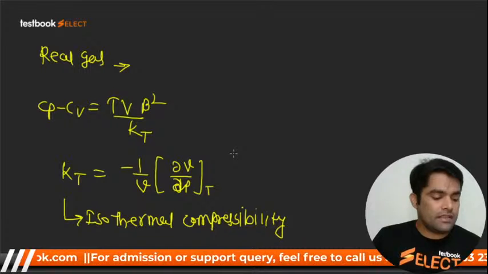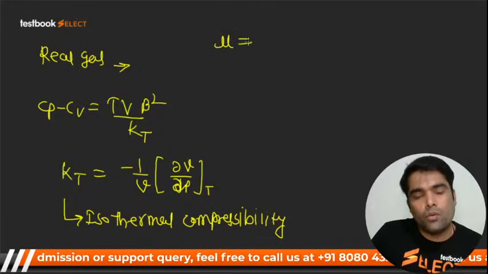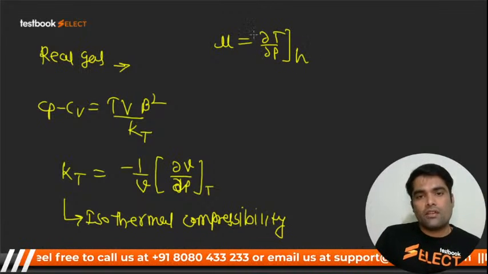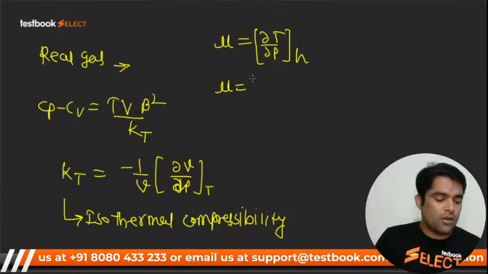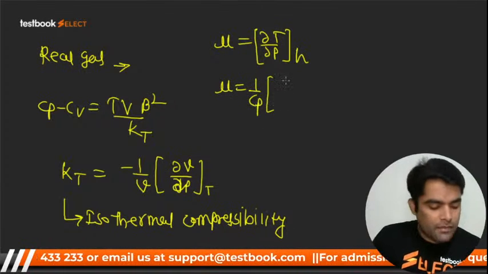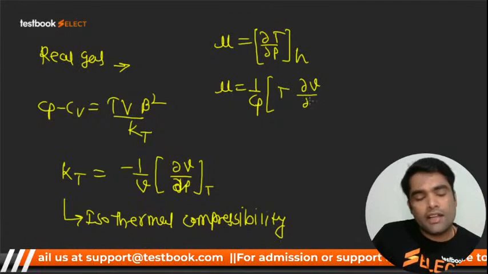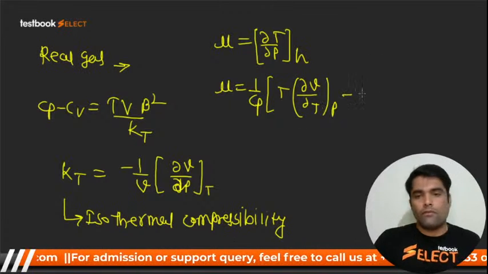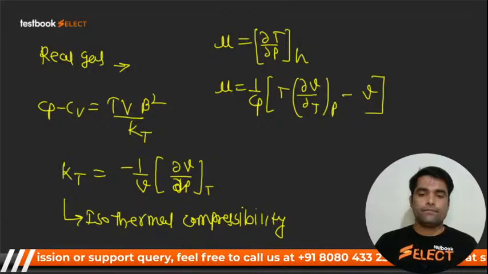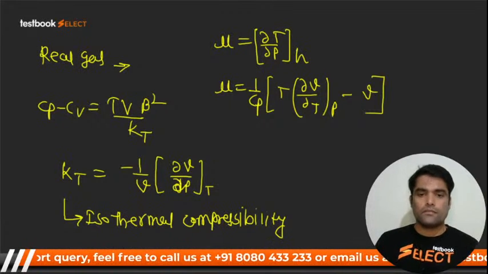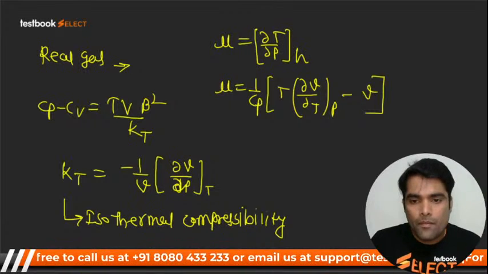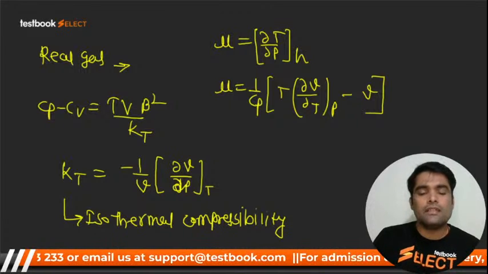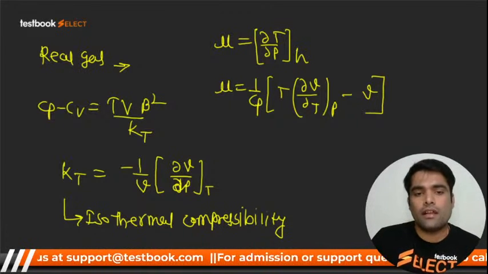Okay, my dear, now we have the Joule-Thomson coefficient, mu. Mu is equal to what, my dear? Del T by del P at constant enthalpy, and its magnitude is 1 by Cp, in bracket, T into del V by del T at constant pressure minus volume. Yes or no? I hope you got it. This equation I have to write very carefully right now.